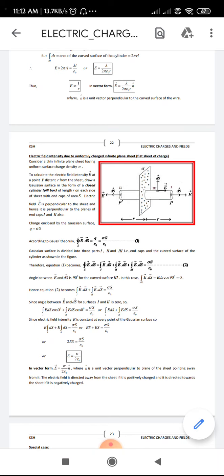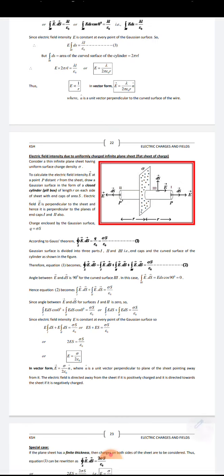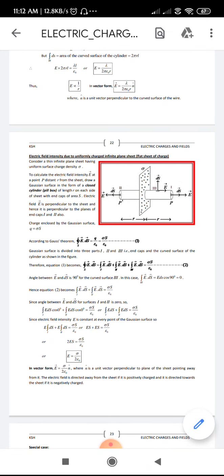Since cos 0 is equal to 1, that can be written as the integral of E ds for the first part plus the integral of E ds for the second part, equal to sigma s divided by epsilon naught. Since the electric field at every point is constant, we are going to integrate ds. Integration of dx is nothing but x, so similarly, when you integrate ds, you get s.